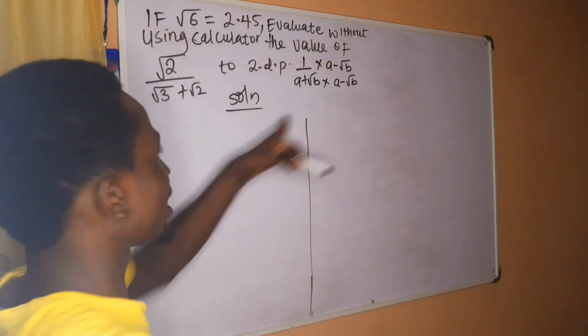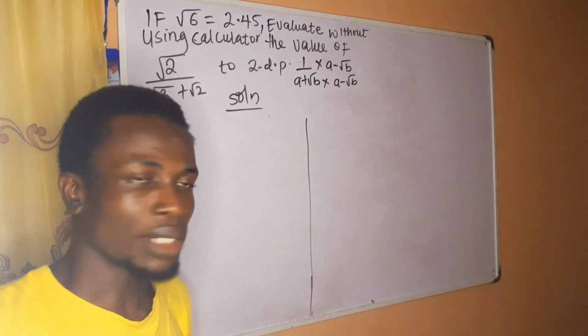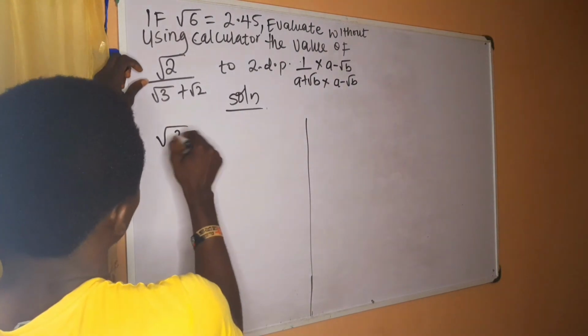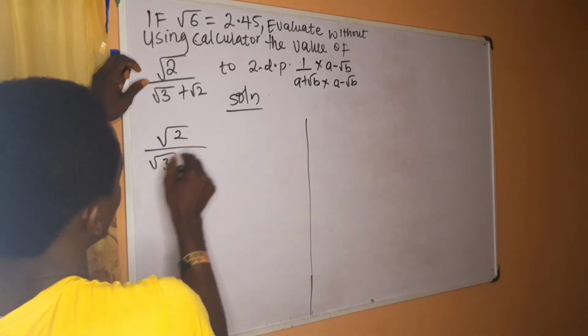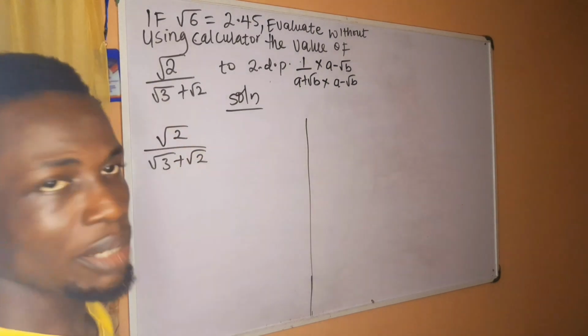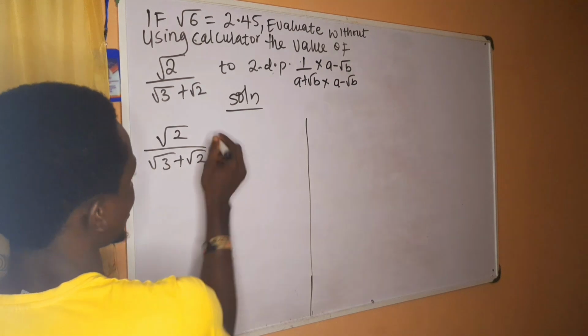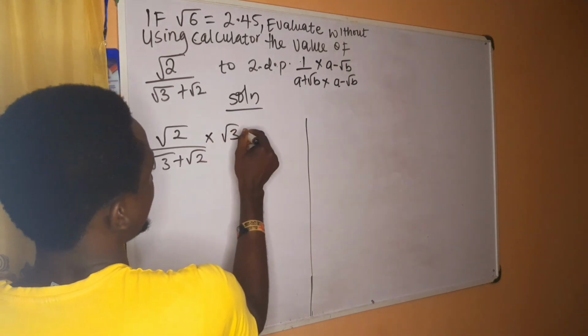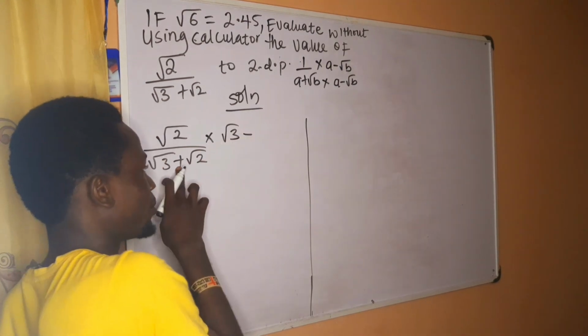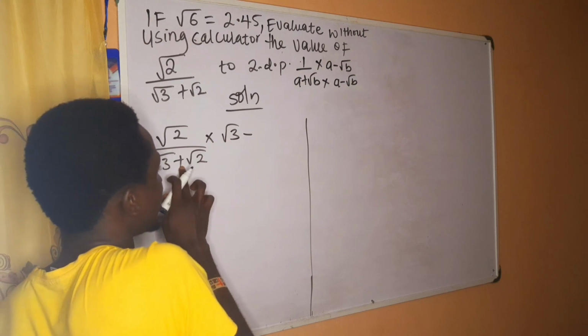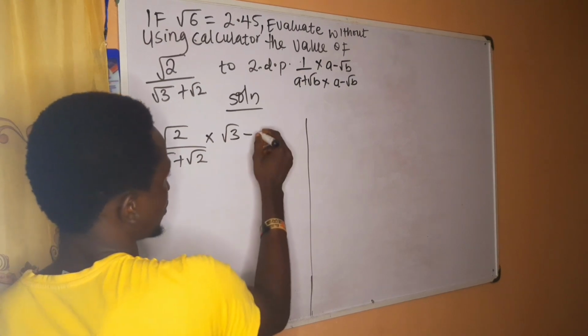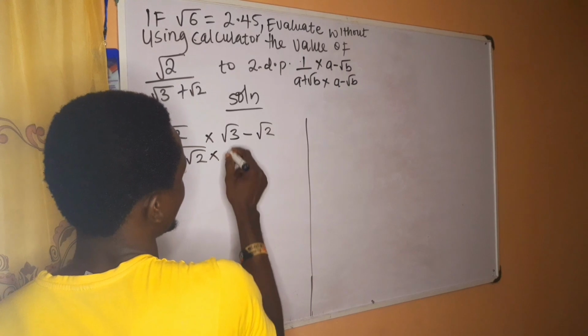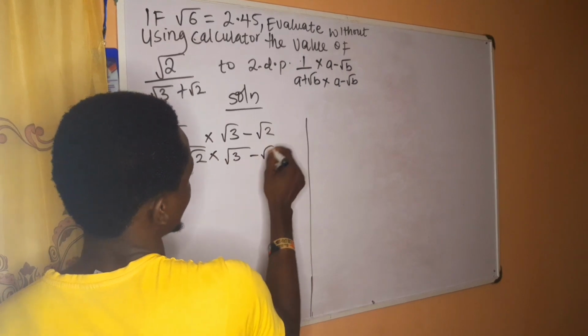So let us use that approach here. So what do we do now? We write it out, the square root of 2, all over the square root of 3 plus the square root of 2. Then multiply by the conjugate. The conjugate means multiply by root 3 minus root 2. Remember, plus is here, but the conjugate simply means change the sign to negative. So root 2, then do the same for the denominator with root 2.